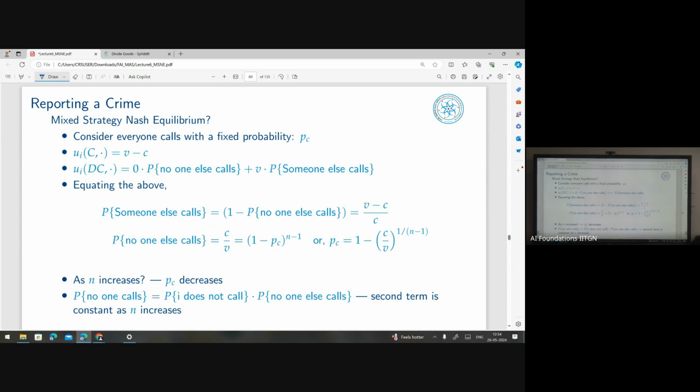So PC is the probability of you calling, and as n is increasing, your probability of calling is actually decreasing. So the probability that no one calls will increase as the number of agents increases in this particular group, since this is a constant. So the idea is that the larger the group is, the probability that no one calls will actually increase.